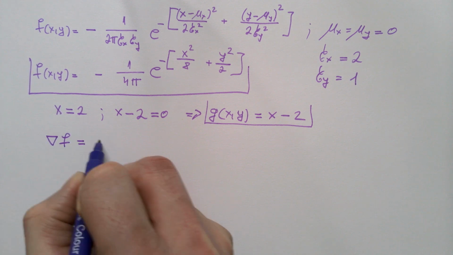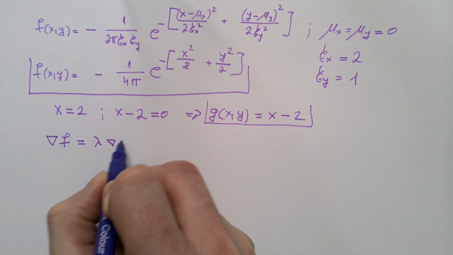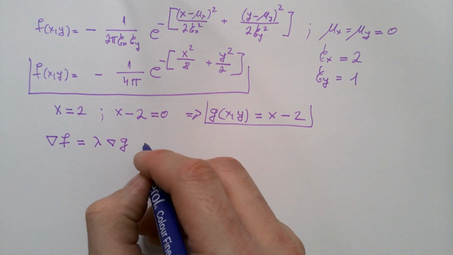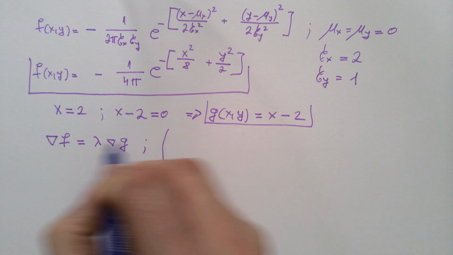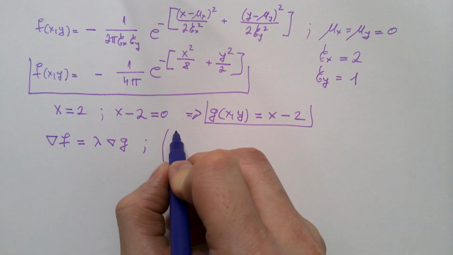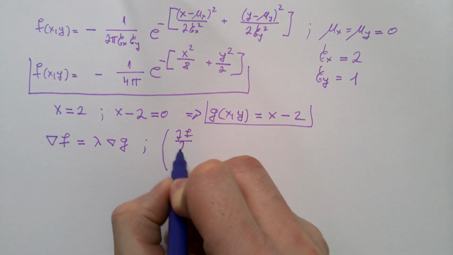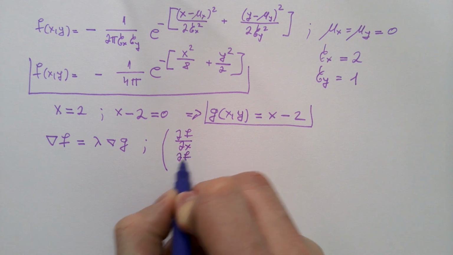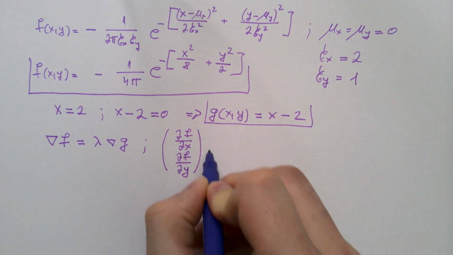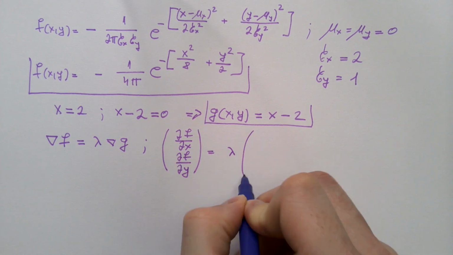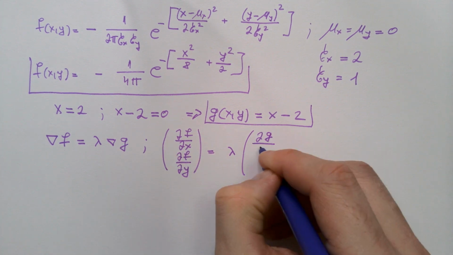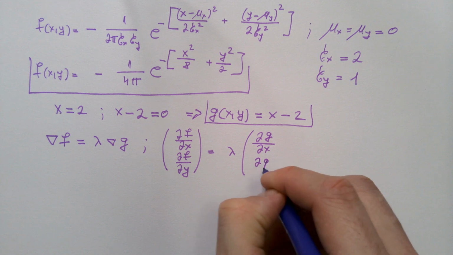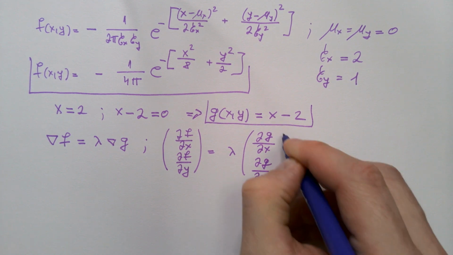Now that we have the objective function and the constraint, we can write our theory that nabla f is equal to lambda nabla g, or in terms of column vectors, we could write this nabla f as the column vector of partial f partial x and partial f partial y, equal to lambda times the column vector of partial g partial x and partial g partial y.